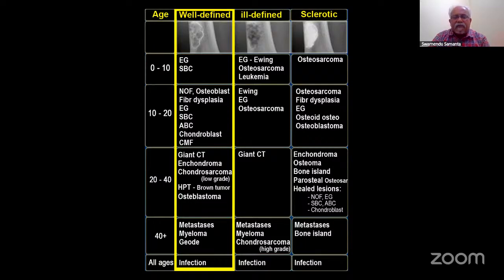You can see on the left side, we have 0 to 10, then 10 to 20, 20 to 40, then more than 40. And if you find the bone lesions which are well defined, ill-defined, and sclerotic, then in the 0 to 10 group you will find the eosinophilic granuloma or the simple bone cyst. Then you come down to the second category of 10 to 20, you will find the non-ossifying fibroma, osteoblastoma. The list is going long. I'm not going into detail of the list.